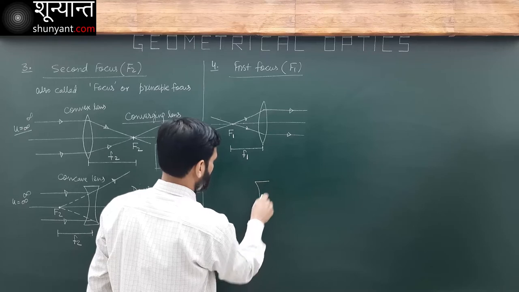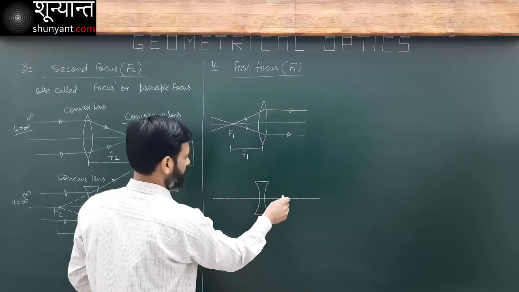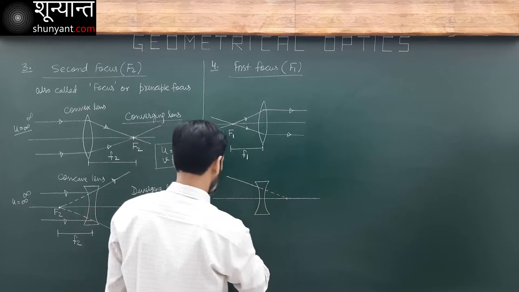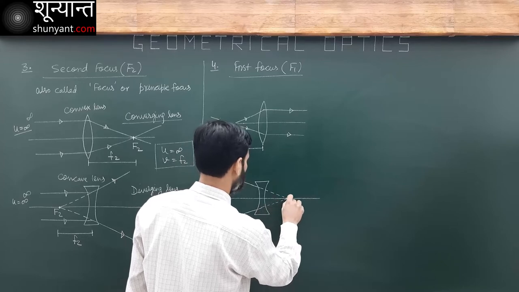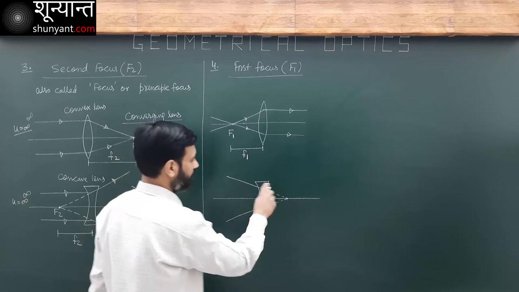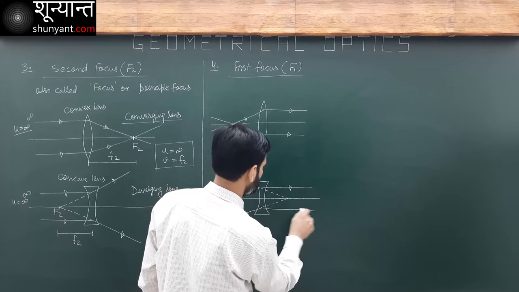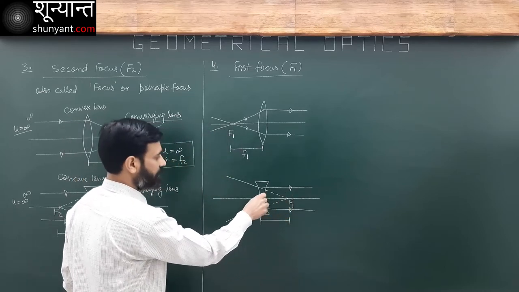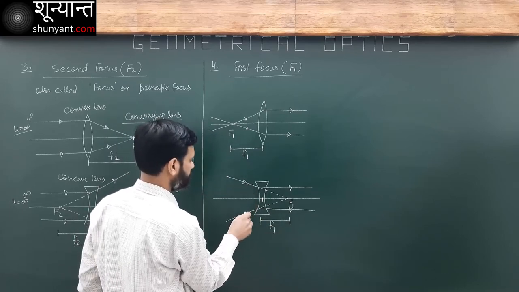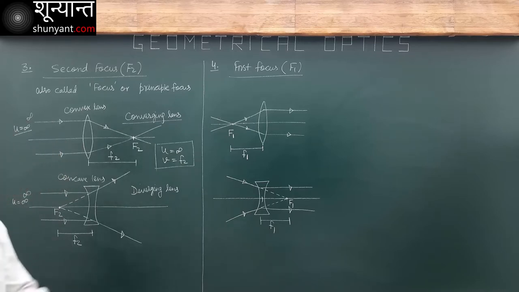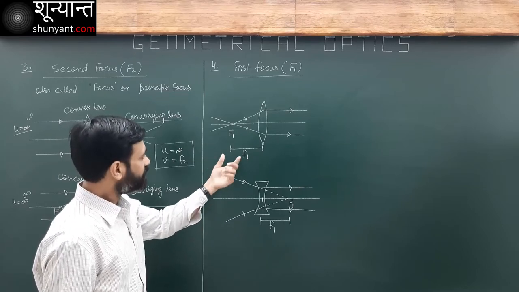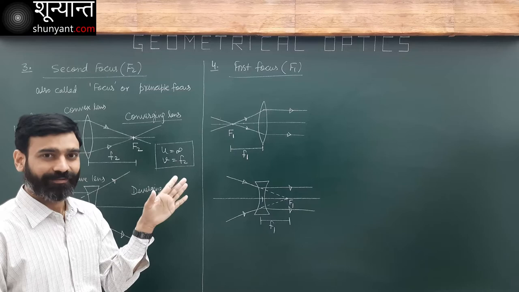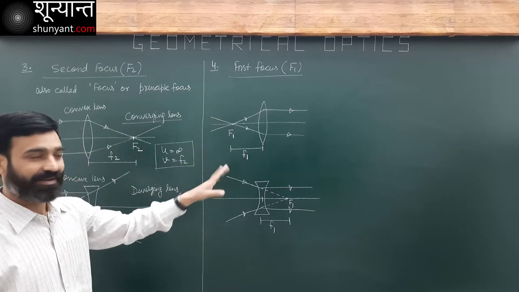Similarly, in case of a concave lens, there will be a point such that if the light rays appear to be going towards that point, and after refraction from the lens they become parallel to principal axis, then that point is known as first focus. The distance between first focus and the optical center is known as first focal length. You understand this? What will be the relation between first focal length and second focal length? Look at the diagram very carefully. We are going to solve problems right now where it will become very confusing. So understand the ray diagram very carefully.